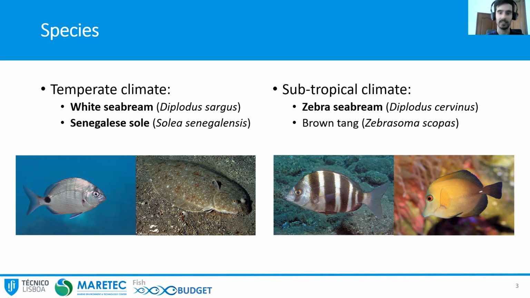So the white and the zebra sea bream are from different climates, but they both belong to the same genus and are both pelagic fish. And the Senegalese sole and the brown tang are not that closely related, but they are both benthic fish. However, we are still waiting for data on the brown tang, so this presentation does not address this species.